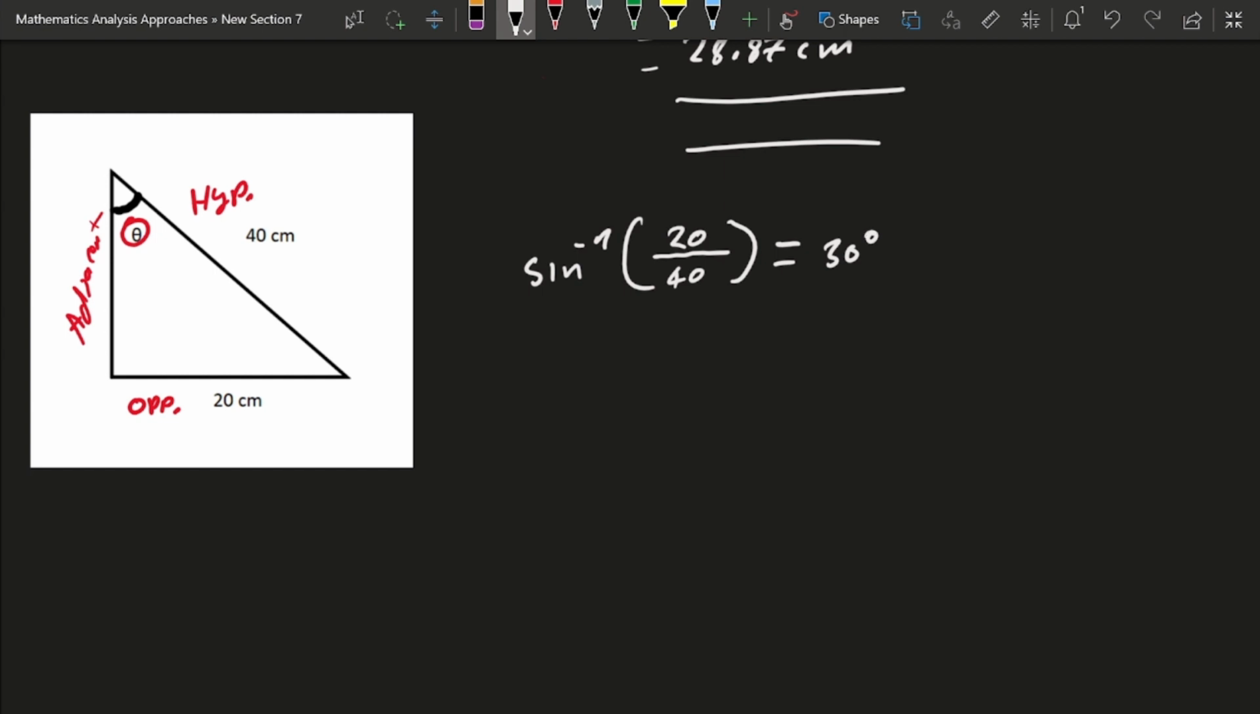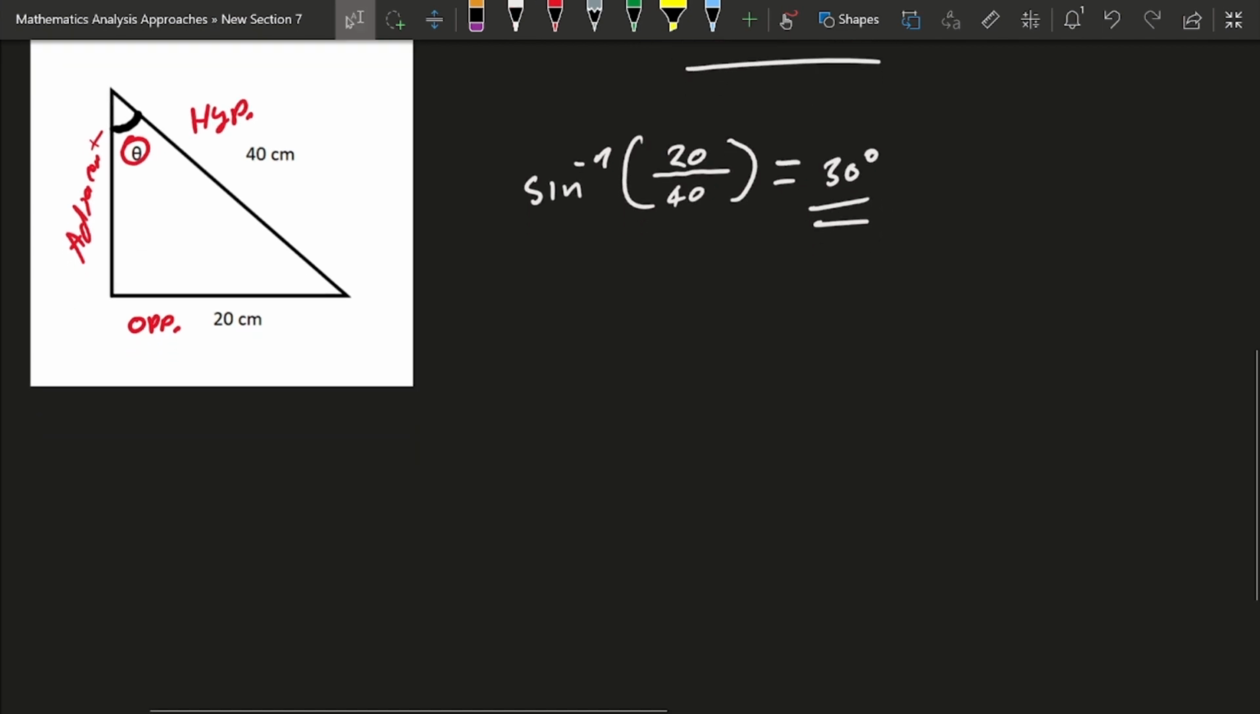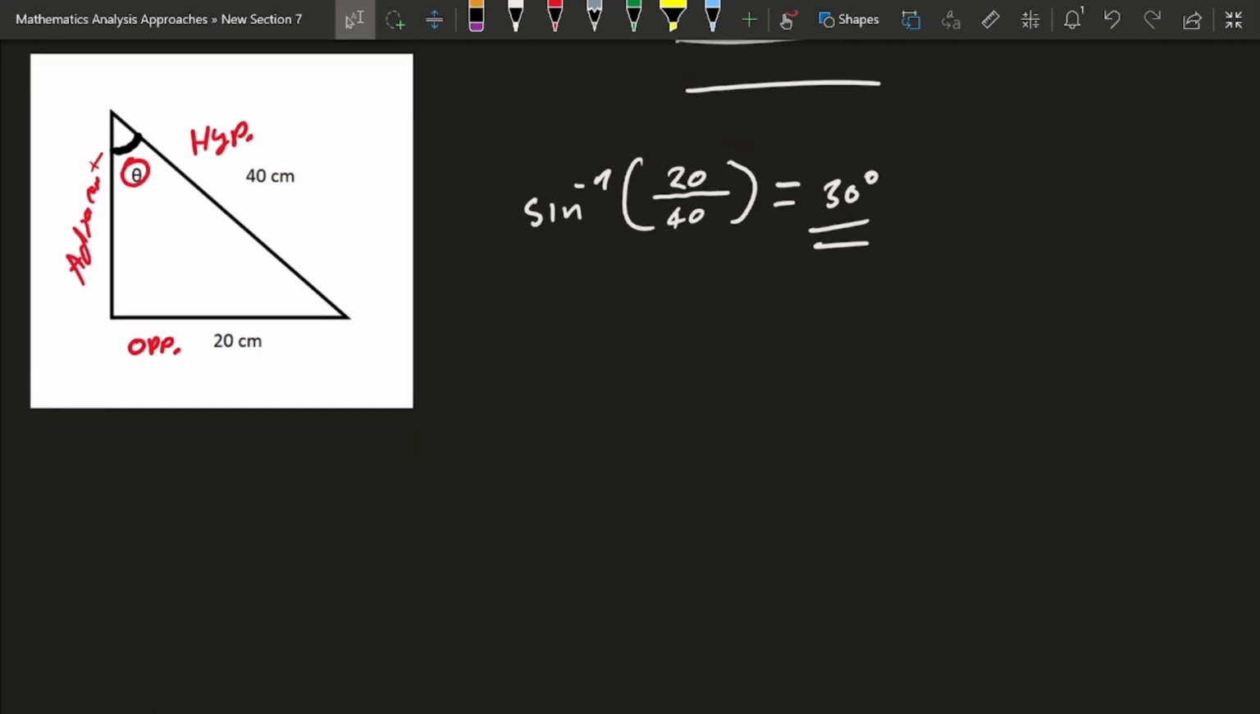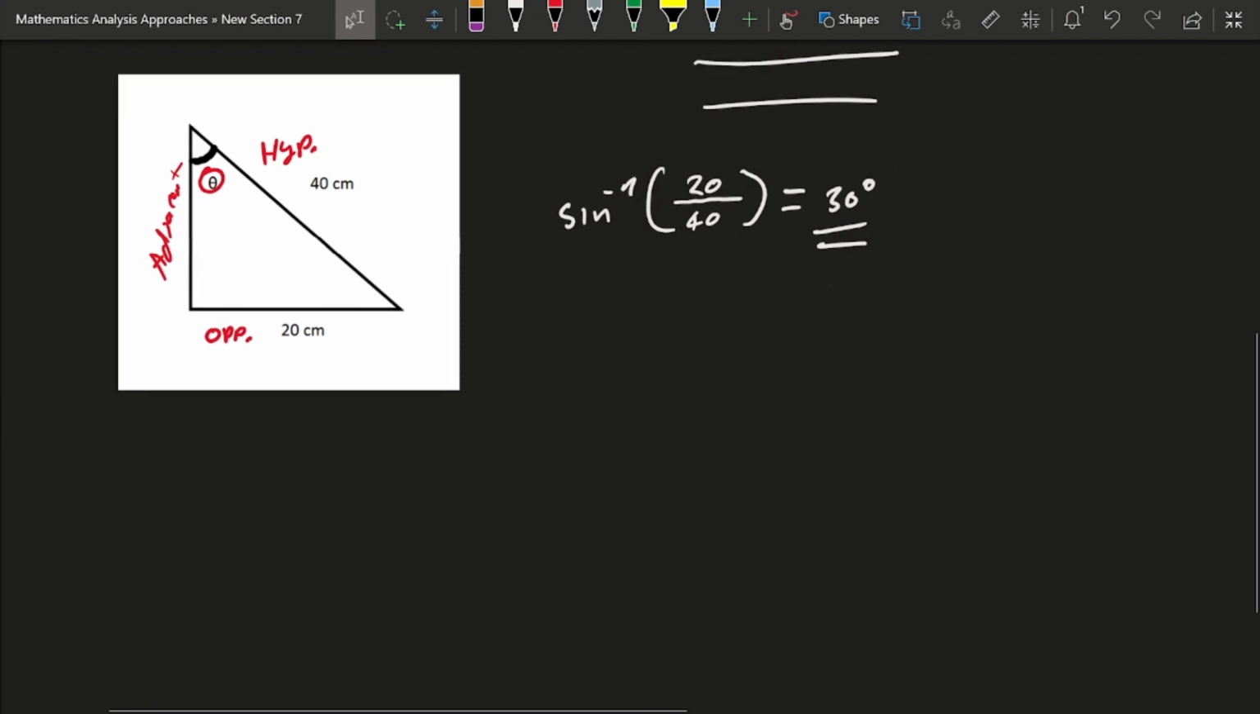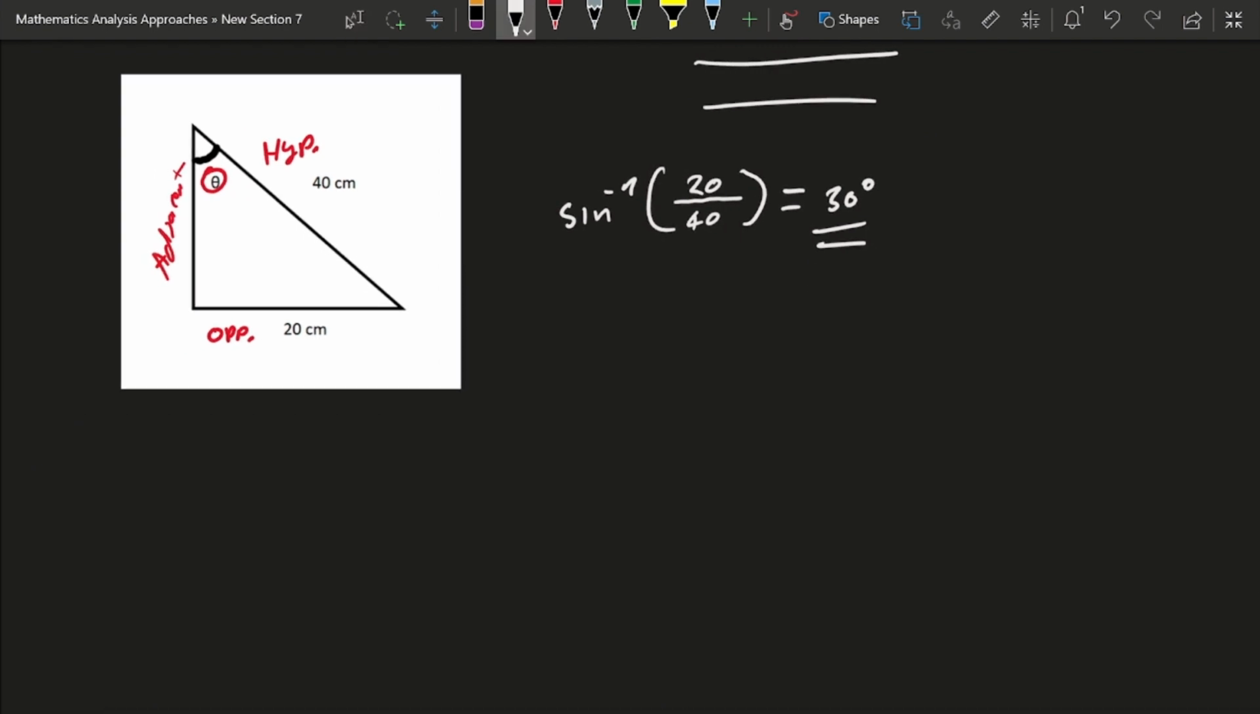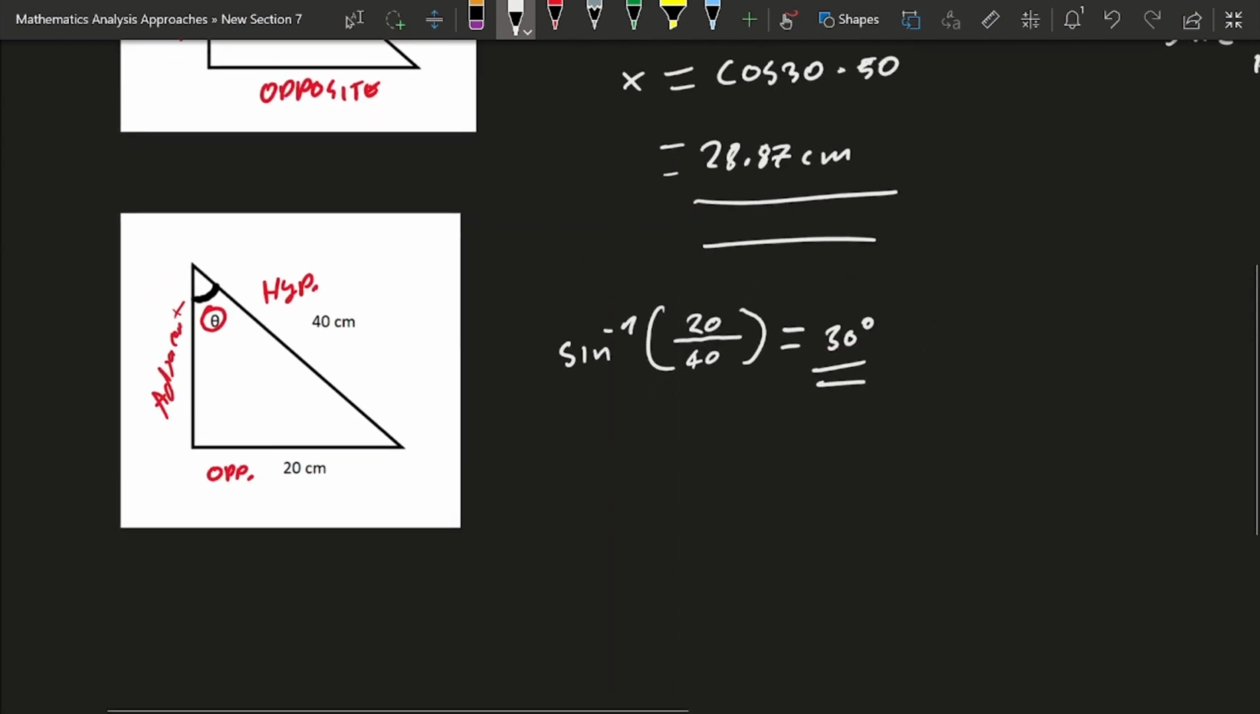Again, if you didn't get this answer, check your angle mode and make sure it is in degrees and not radians. So that's how you find an angle. And if you have the adjacent given, for instance, then you will need to use another function and not the sine. You get the deal, right?